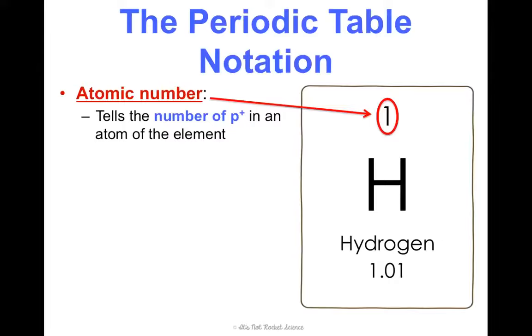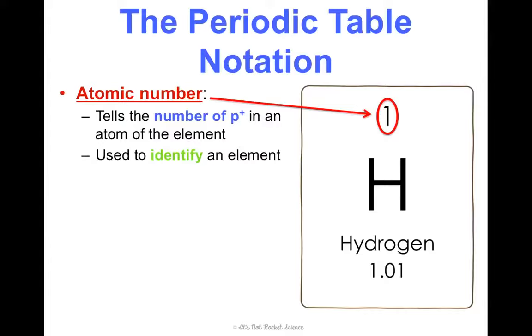So memorize, memorize, memorize. It tells me the number of protons. Also, know that this is what is used to identify an element. If an atom of an element has 1 proton, we know it's hydrogen. If it has 3 protons, we know it is lithium. If it has 2, we know it is helium. This is what determines whether or not an atom is a certain element.